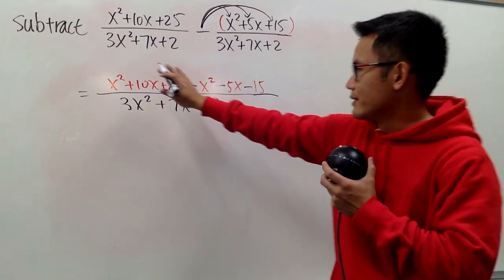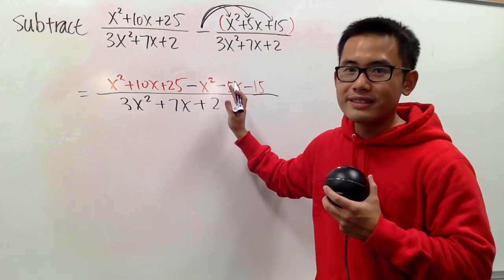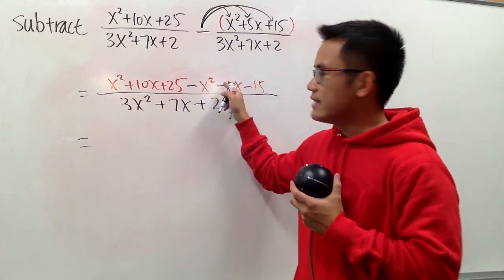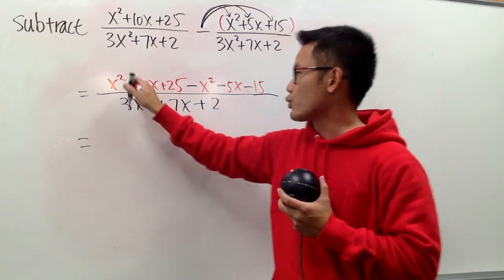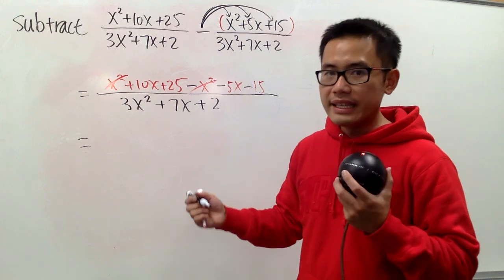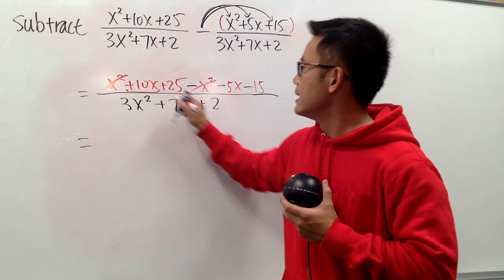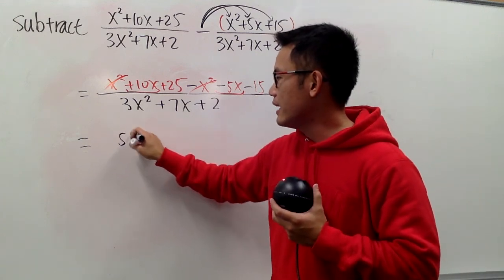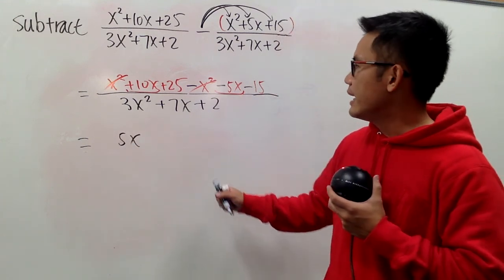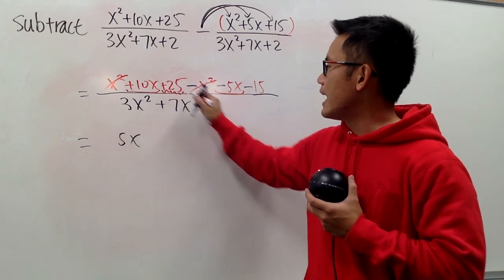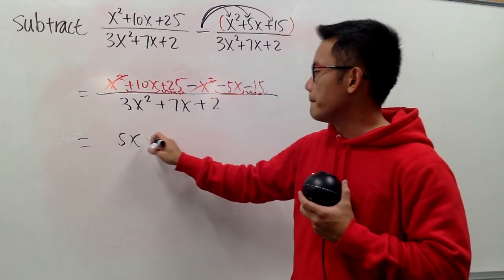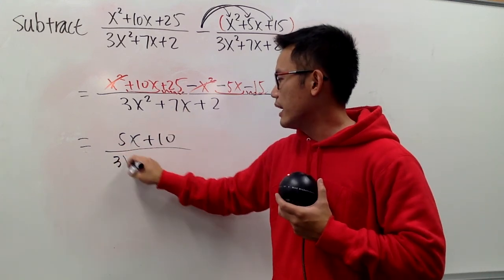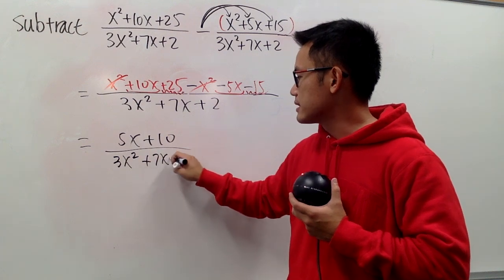So this is what we have at the moment, and we just have to focus on the top, all right? So we see that x squared minus x squared, that will be just 0, so we can just cross them out, okay? And then next, we have the 10x minus 5x. That will be what? That will be just 5x, right? And the next one is plus 25 minus 15. That will be plus 10. And this is over that, which is the 3x squared plus 7x plus 2.